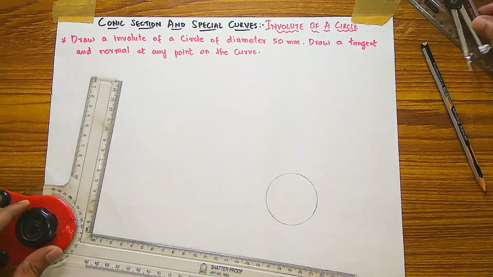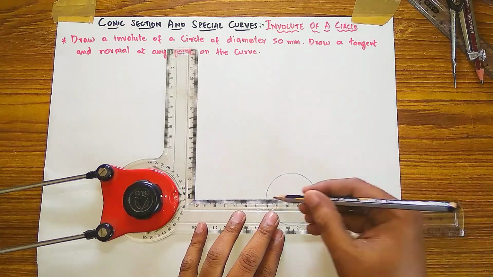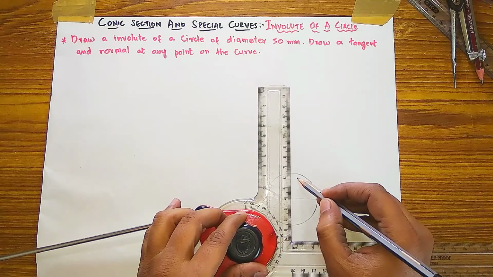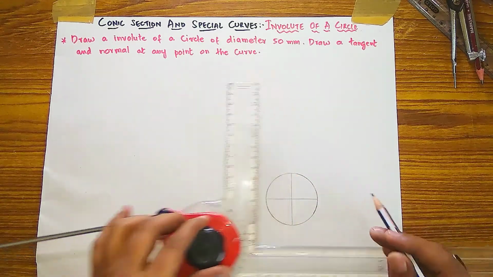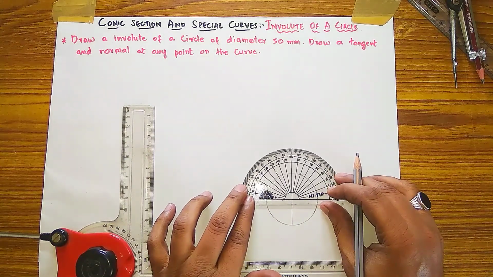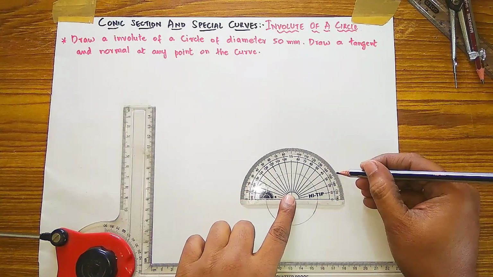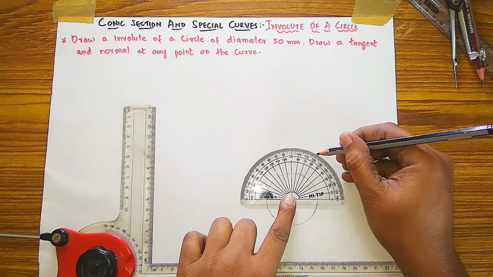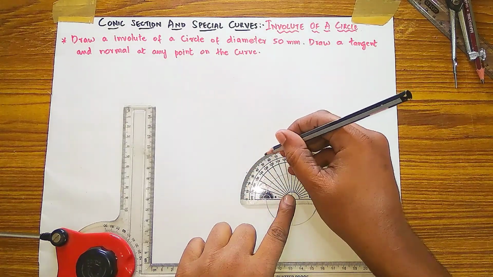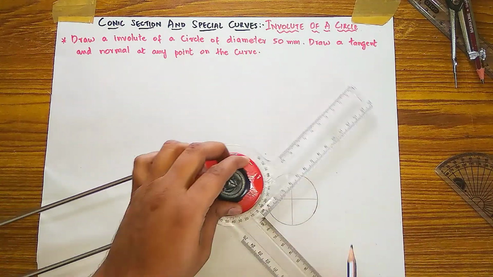Then you have to divide this circle into 12 equal parts. So how to divide? I am showing you. First you divide into 2, then into 4. Then to divide into 12, take your protractor, keep it on the circumference of the circle, take 30 degrees, put a dot, and on 60 degrees also put a dot, and from here the same 30 degrees and 60 degrees. On those dots you have to adjust.